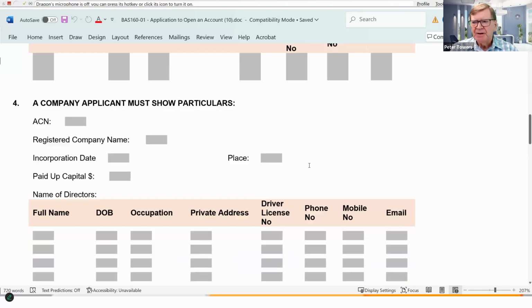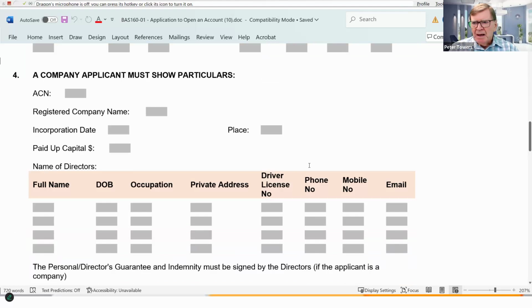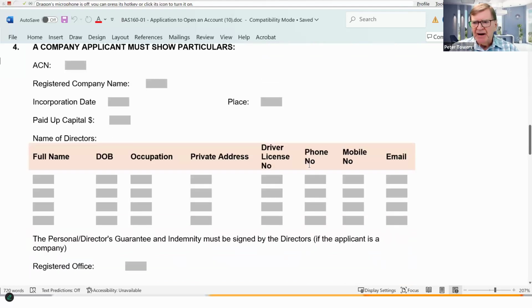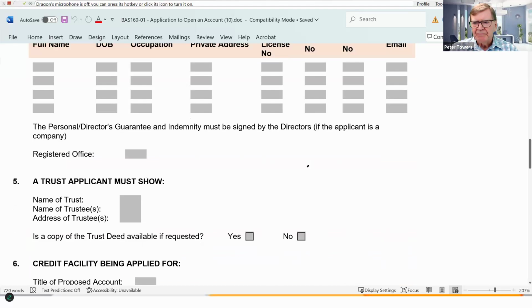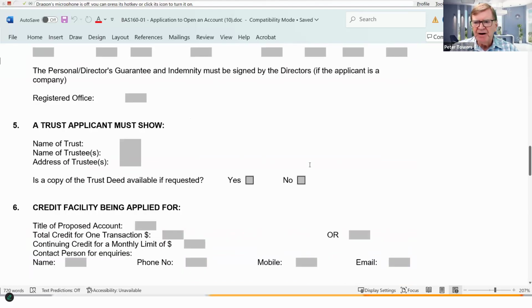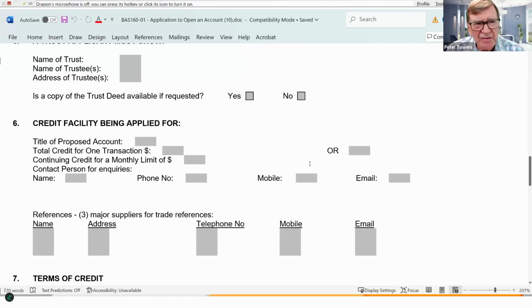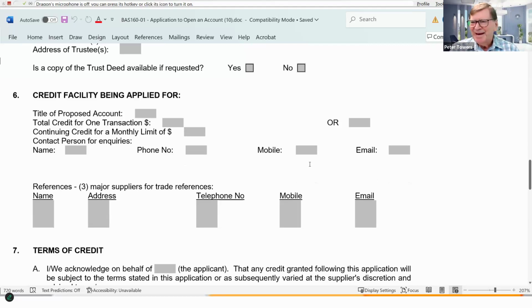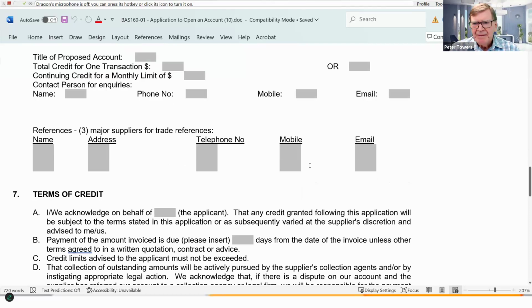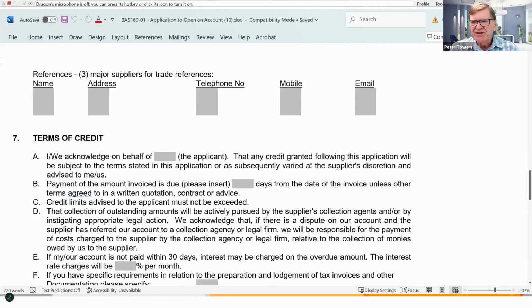So we need to know the information, the name of the directors, be able to identify them. How much credit are they applying for? Who are their referees, their references for their ability to pay their bills? Or is your client getting someone else's problem coming to them? You need to have them acknowledge the terms of credit that's been supplied to them.